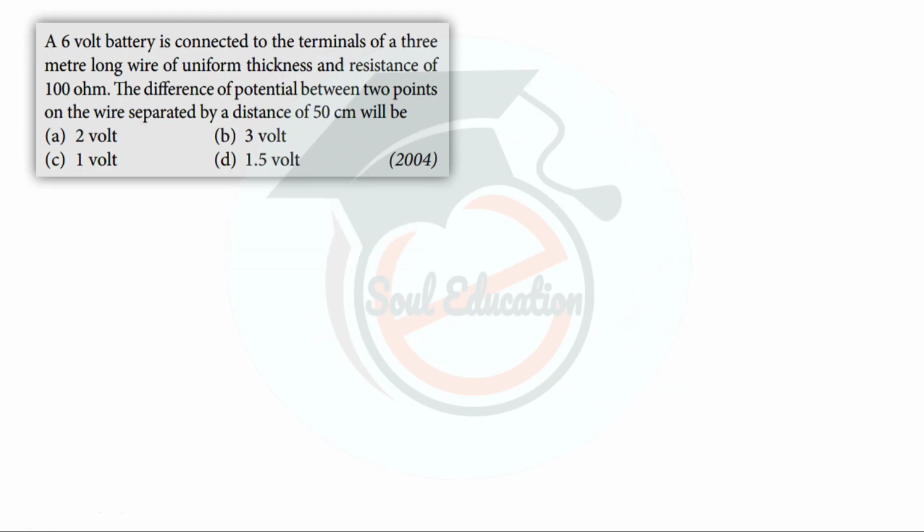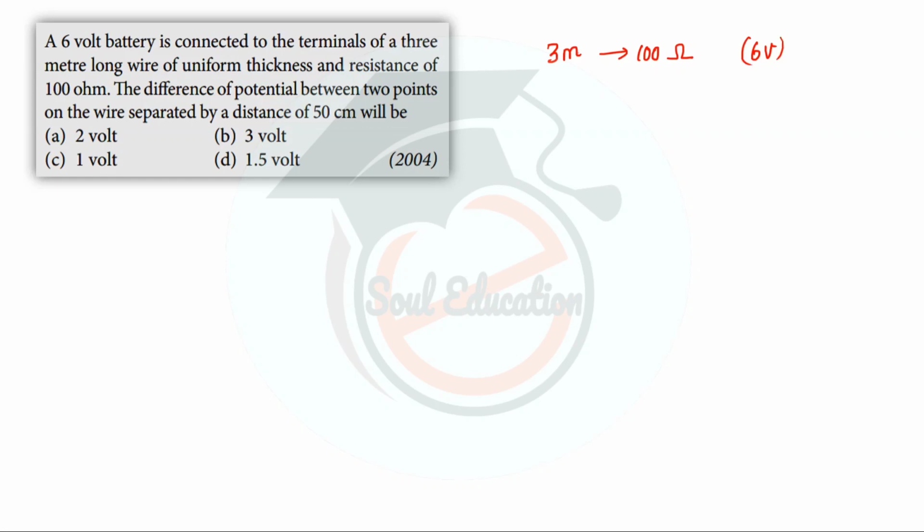Right. Now this next problem: a 6-volt battery is connected to the terminal of a 3-meter long wire of uniform thickness and a resistance of 100 ohm. So what have they said? A battery and a 3-meter long wire, which has a resistance of 100 ohm, is connected with a 6-volt battery.